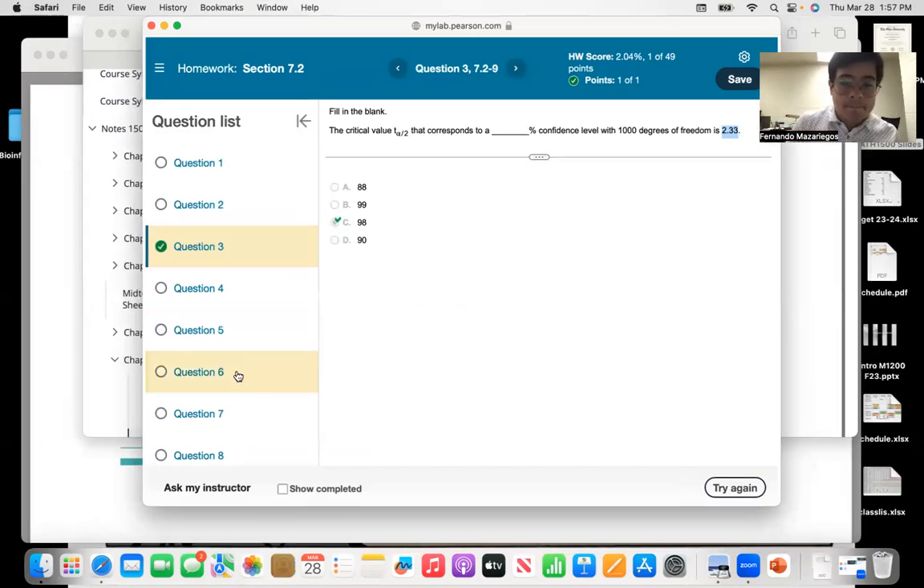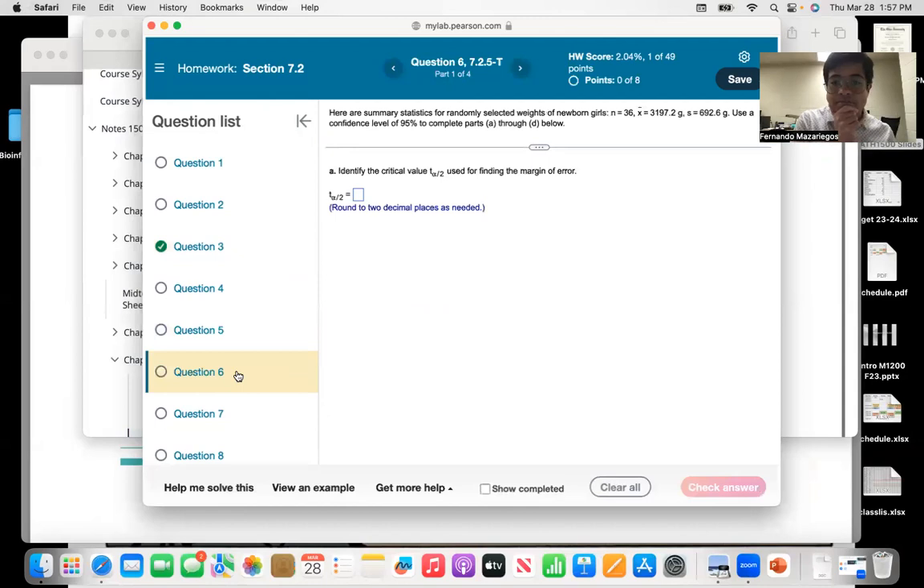Let's do question 6. Well, let's see what they ask us to find. Here are summary statistics for randomly selected weights of newborn girls. N equals 36, X bar equals 3,197.2 grams. The standard deviation is 692.6 grams. Use a confidence level of 95% to complete parts A through D below.